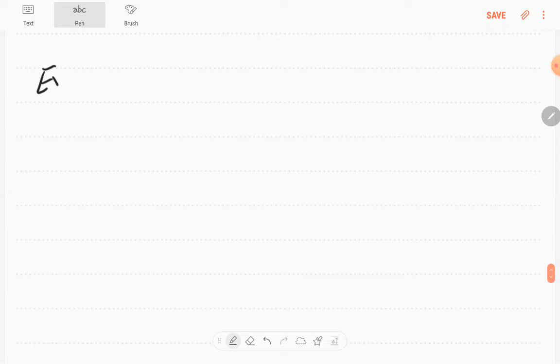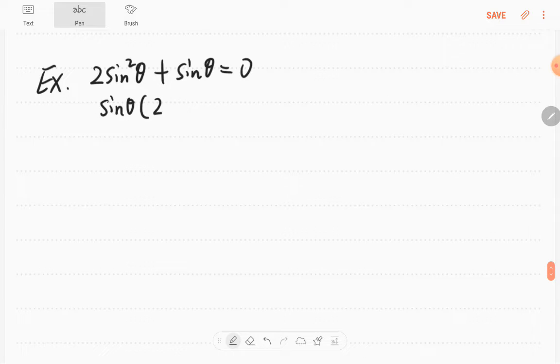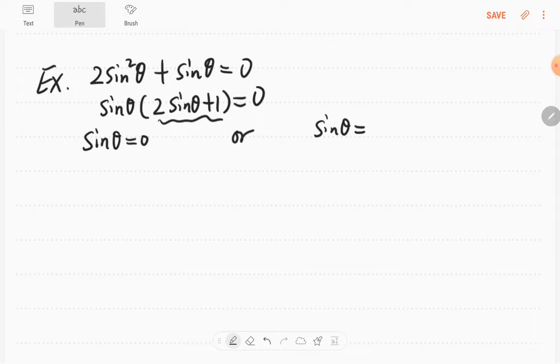Let's look at a more complicated one. 2 sine squared theta plus sine theta equals 0. So we just solve this one like a quadratic equation first. So we can factorize it. We take sine theta out. It would be sine theta times 2 sine theta plus 1 equals 0. So you have two cases: sine theta equals 0, or sine theta equals what? For this part, equals negative 1/2.